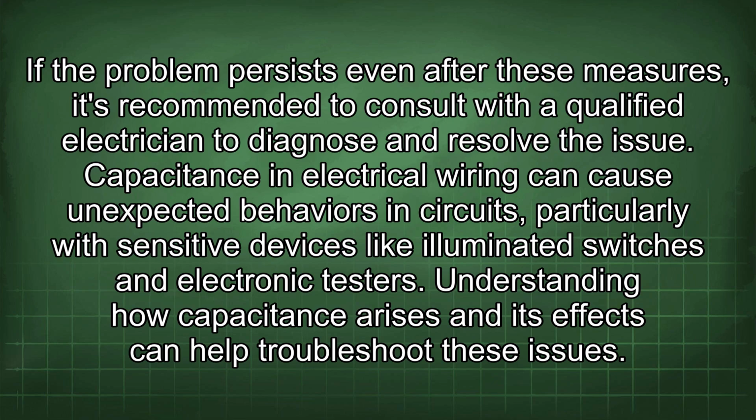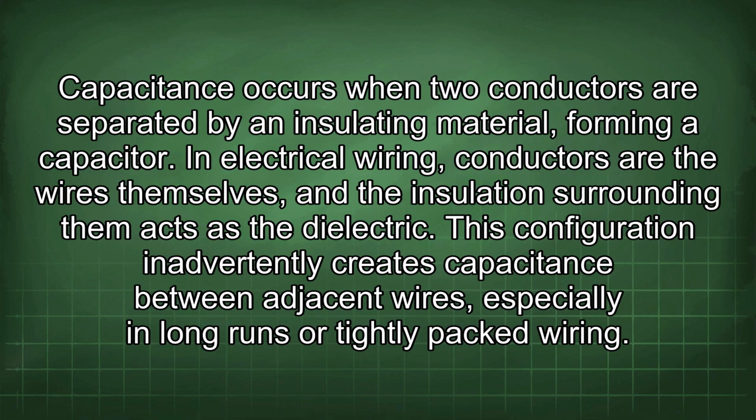Capacitance in electrical wiring can cause unexpected behaviors in circuits, particularly with sensitive devices like illuminated switches and electronic testers. Understanding how capacitance arises and its effects can help troubleshoot these issues. Capacitance occurs when two conductors are separated by an insulating material, forming a capacitor. In electrical wiring, conductors are the wires themselves, and the insulation surrounding them acts as the dielectric.